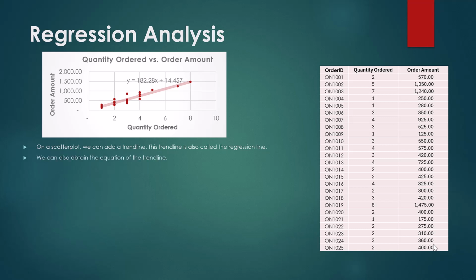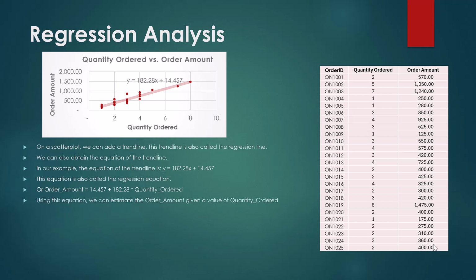And we can also get a mathematical equation of the trend line. In our example, the mathematical equation of the trend line is y equal to 182.28 times x plus 14.457. So y is the y-axis variable, in this case order amount, and x is the independent variable, in this case quantity ordered. So this equation is also called the regression equation, and we can rewrite this equation in terms of our variables. Order amount equal to 14.457 plus 182.28 times quantity ordered. Using this equation, we can estimate the order amount given a value of quantity ordered.